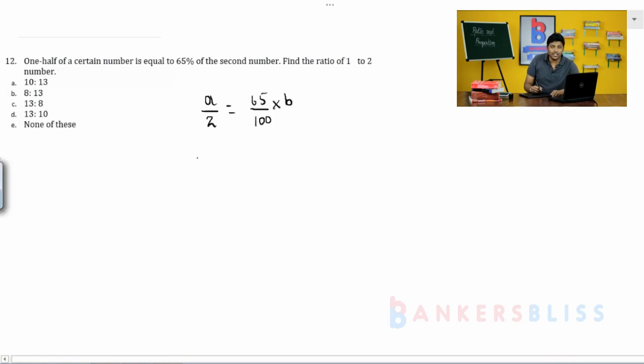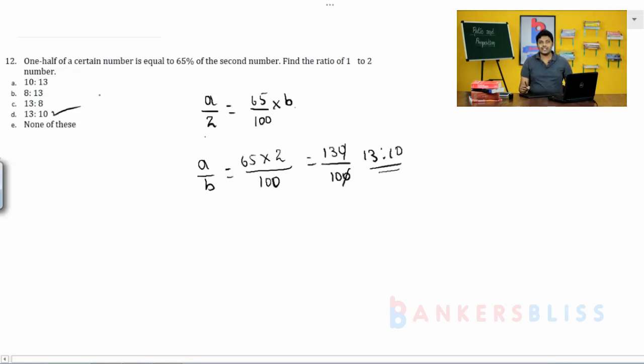So, what do you have to calculate? You have to calculate A by B. B is going to come to the denominator below A, and this 2 is going to be the numerator beside 65. So, A by B is equal to 65 into 2 by 100, which is equal to 130 by 100, which is equal to 13:10.